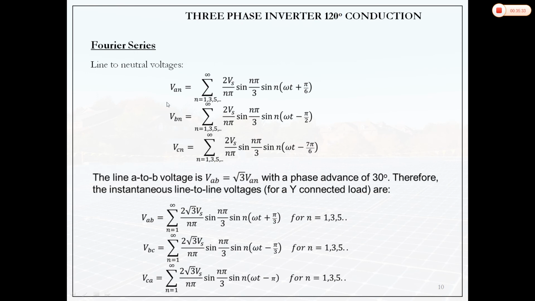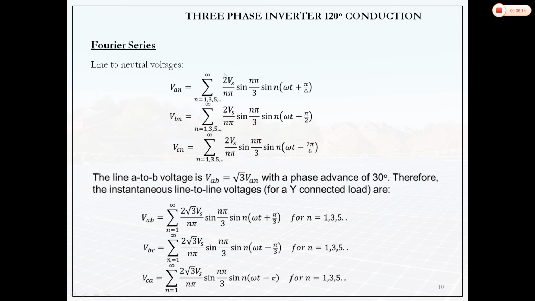Once you know VAN, VBN will be 120-degree shifted from this waveform. If you subtract 2 pi by 3 in this, you will get the VBN waveform. You can see the magnitude remains the same, only the phase is shifted by 120 degrees. So this is plus 30, and if you subtract 120, you will get minus 90 here. Similarly, VCN will be shifted from VBN by 120 degrees. If you shift this value again by minus 2 pi by 3, you will get minus 7 pi by 6 here.